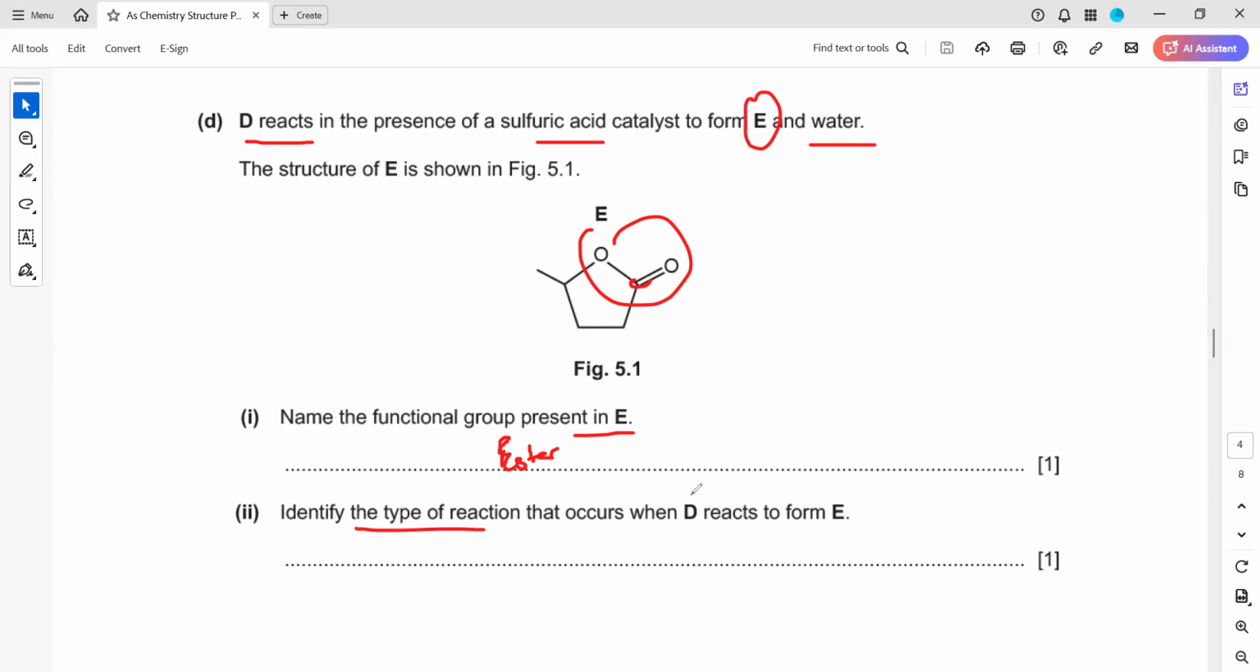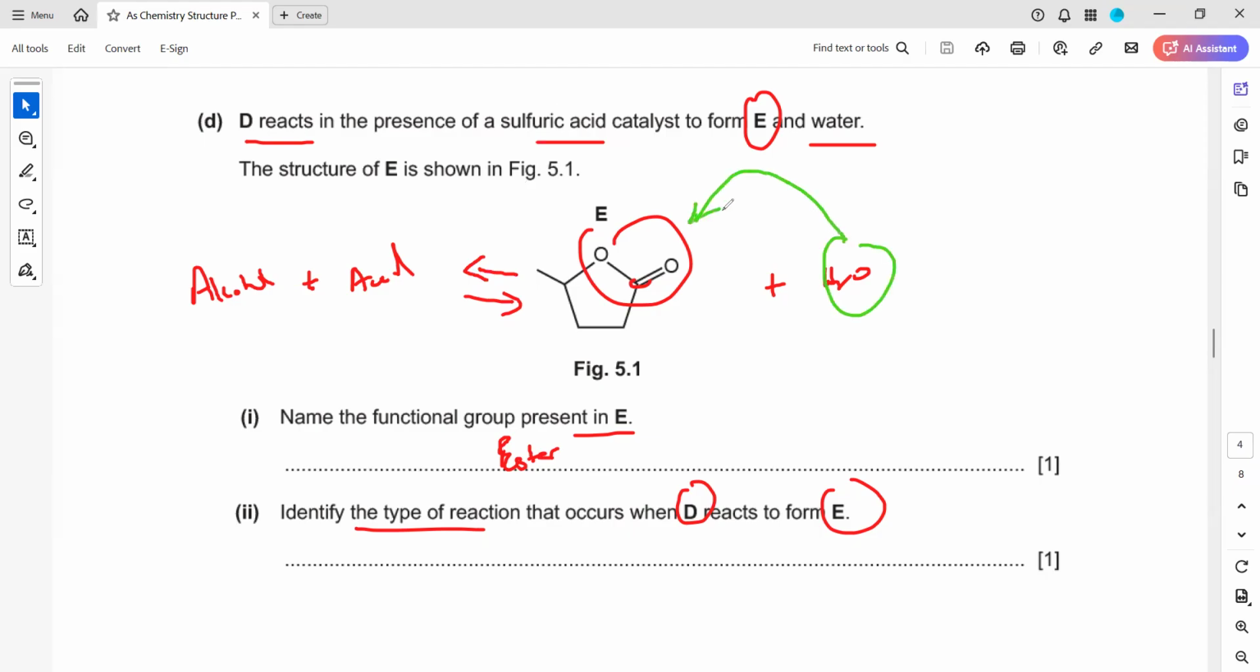Identify the type of reaction that occurs when D reacts to form E. Whenever esters are formed, because it is producing ester and water, we call that a condensation. Condensation means when two molecules join with each other and a small molecule is given off. Whenever an alcohol reacts with a carboxylic acid, this gives ester plus water, so this is called condensation. What is the reverse reaction called? The reverse is known as hydrolysis, because when water, acid or alkali is used as a reactant to break down the substance, we call it hydrolysis. So the forward reaction is condensation.